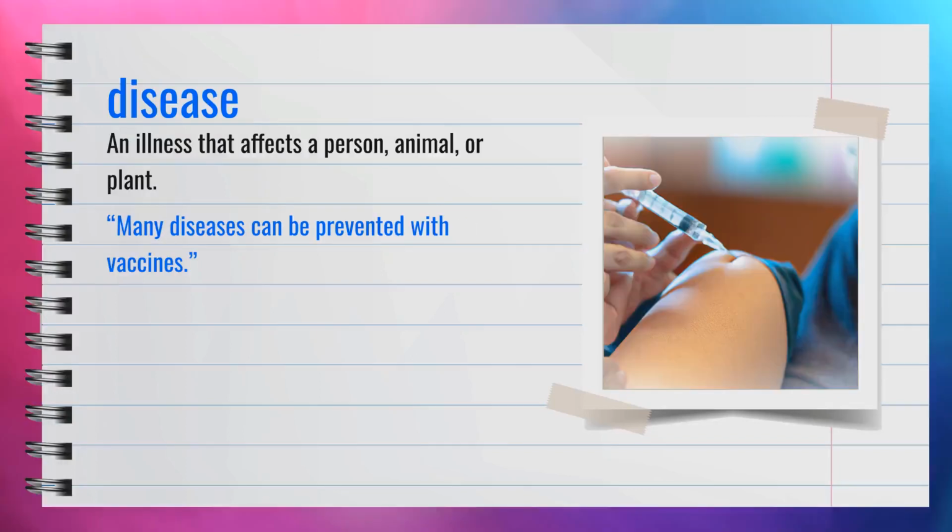The word disease is a noun. It refers to an illness that affects a person, animal, or plant. Let's say it together, disease. Some synonyms are illness and sickness. For example, many diseases can be prevented with vaccines. To summarize, a disease is an illness affecting living beings.